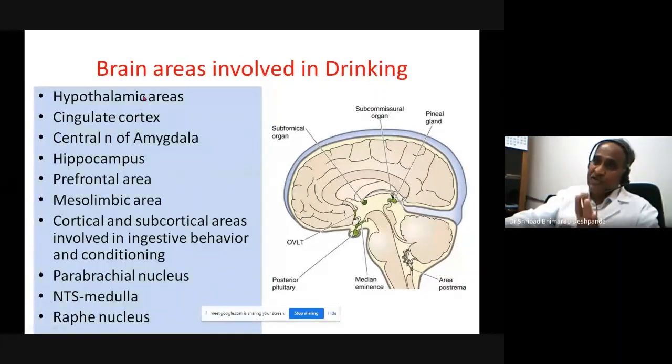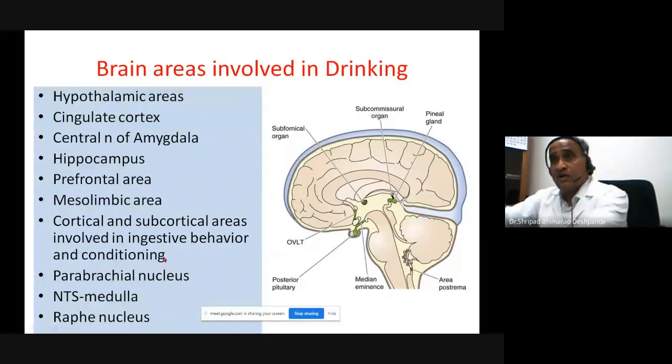I repeat, the hypothalamic areas. Those hypothalamic areas are primarily, if I were to name them, the OVLT, the SFO, that is the subfornical organ, then the paraventricular nucleus, medial preoptic nucleus, then the lateral hypothalamus, then the supraoptic nucleus, like that. Then we have the limbic components: the cingulate, central amygdala, hippocampus. Then the higher functions or social type, the prefrontal area, then the reward centers, the mesolimbic area. Then the conditioning centers and other pattern generators of the cortical and subcortical areas, then the medullary areas which are receiving the inputs. This is all concerned with drinking.